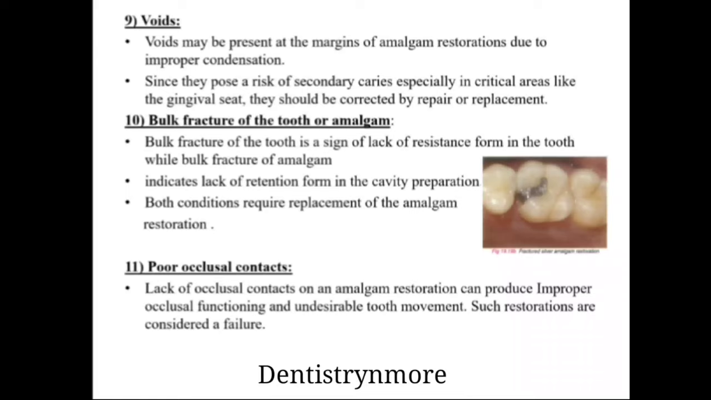Next one is poor occlusal contacts. It can produce improper occlusal functioning and unwanted tooth movement, and such restorations can also be considered as failures.